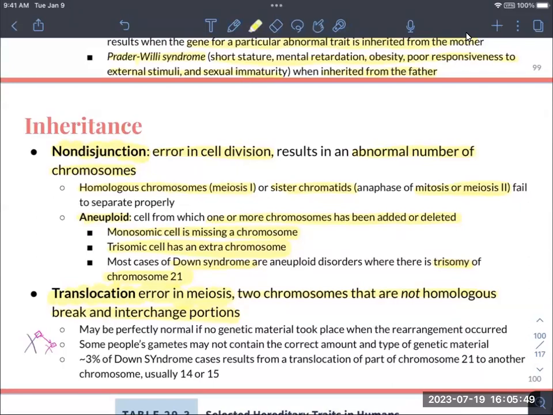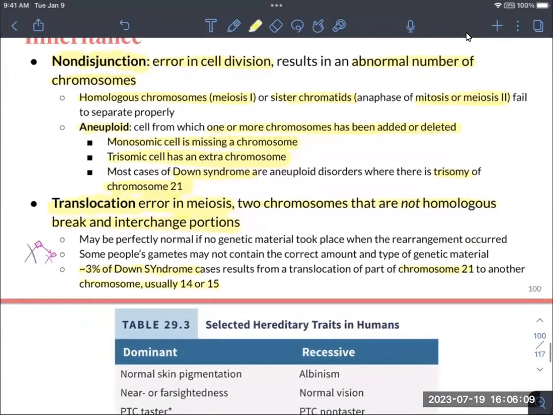So in some people's gametes, this happens. About 3% of Down syndrome cases are because of some sort of translocation error, where part of chromosome 21 moves to another chromosome, like 14 or 15.